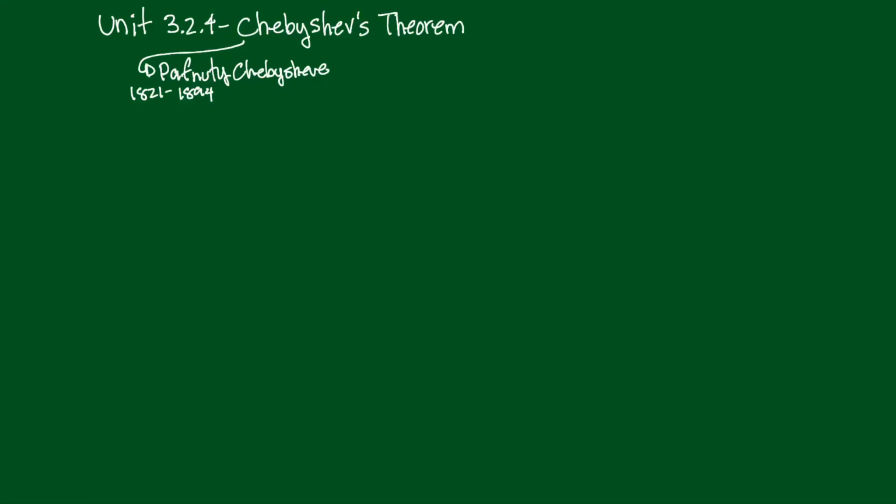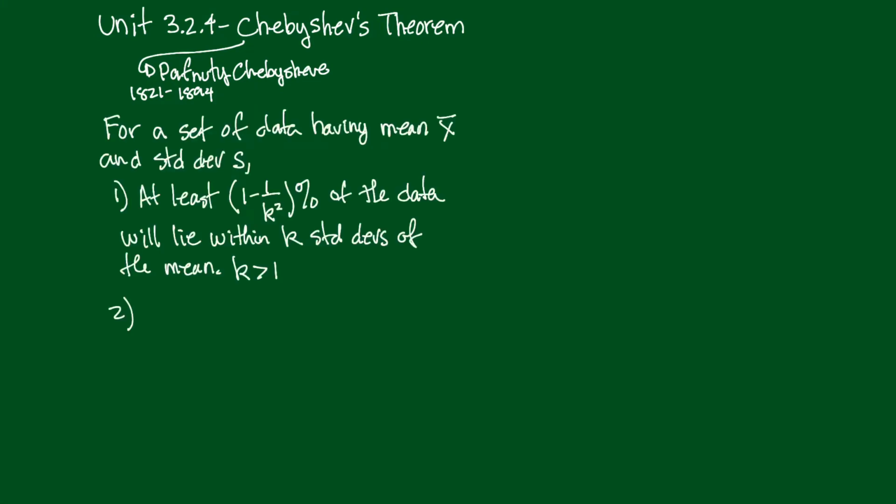Let's take a look now at Chebyshev's theorem, named after this fellow here. Here's what Chebyshev's theorem tells us. It's going to be a measure of dispersion. So what we want to know is how the data is compacted around the mean. Suppose we have a set of data having mean x bar and standard deviation s. So you have a bunch of data values, compute the mean and standard deviation.